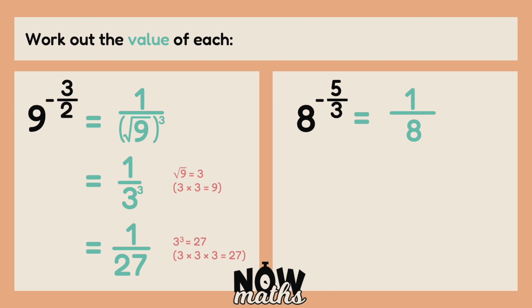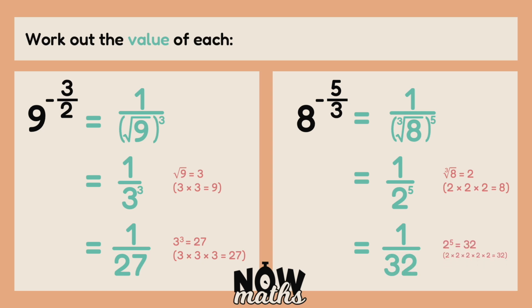Then the denominator of the fraction is 3, which means we need to find the cube root of 8. And this time the numerator is 5, which means we need to raise this to the power of 5. The cube root of 8 is 2, so we'll have 1 over 2 to the power of 5, and then 2 to the power of 5 is 32, giving us our final answer of 1 over 32.